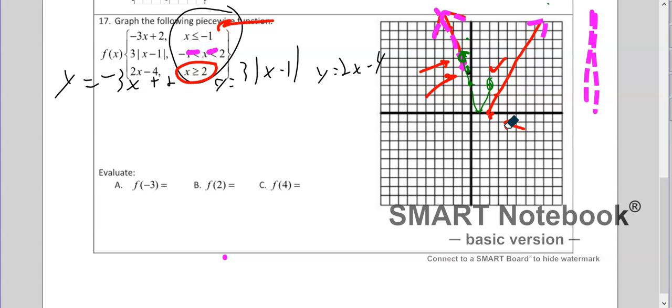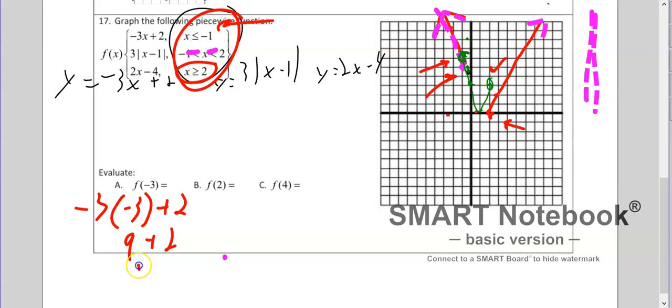And then it says evaluate, -3. Now, there's a few ways to do this. You can actually come out to -3, 1, 2, 3, and go up and down and see where it hits. Sometimes it'll be off the chart. The other way is just look up here. -3. Which one does that fall under? Well, -3 is less than -1, so I'm going to plug that into the first one. So that's going to be 9 plus 2, which is 11. So actually, if I was just trying to use the graph and went over 3 and went up, I'd have to guesstimate because it's off the chart.